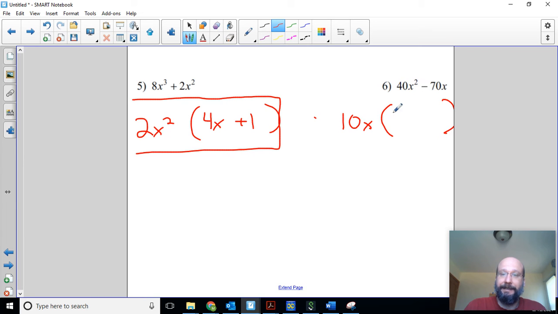40x squared divided by 10x is 4x. Negative 70x divided by 10x is negative 7. And that's my answer.